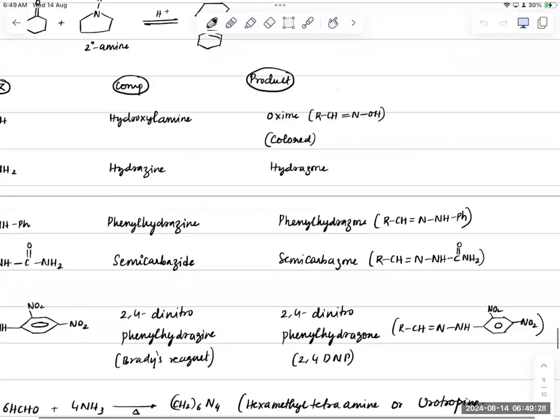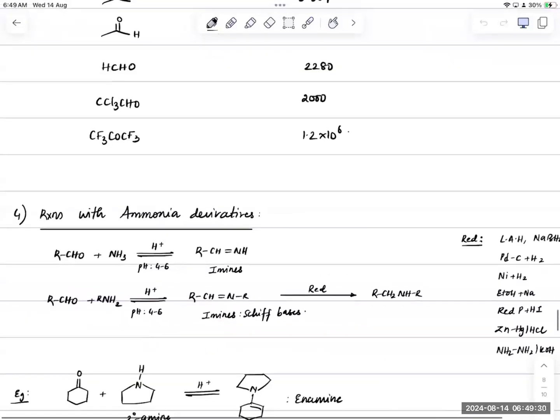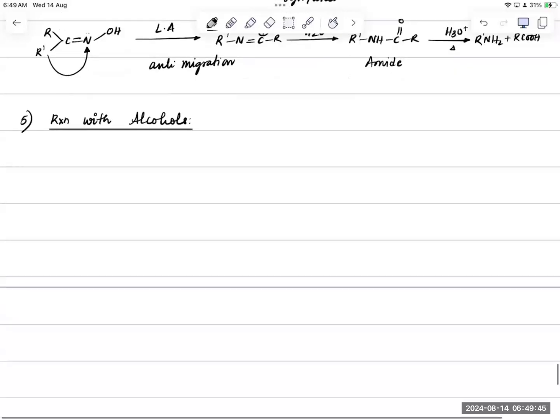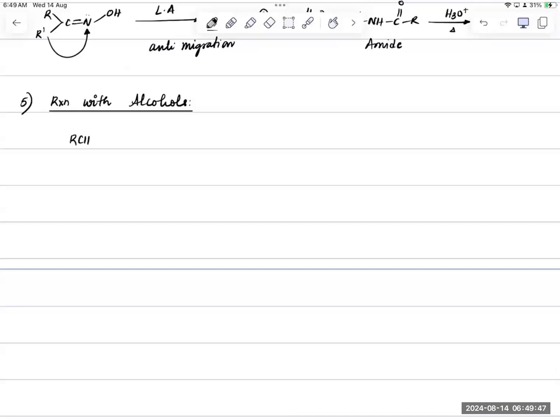We discussed up to Bateman's rearrangement. Fifth reaction, we'll see: reaction with alcohols. Now, if you take any aldehyde and treat that with alcohols, let's say I take 2 moles of R-OH.